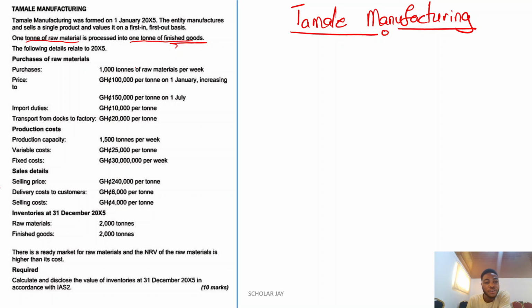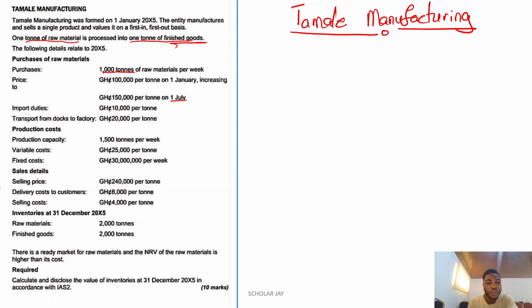So purchases of raw material. They've given us the breakdown of the purchases of those raw materials. They said purchases 1,000 tons of raw materials per week. And then price from 100,000 Ghana cedis per ton on 1st January, increasing to 150,000 Ghana cedis per ton on 1st July. So they've given us the price range. Okay. Import duties. That is 10,000 Ghana cedis per ton.